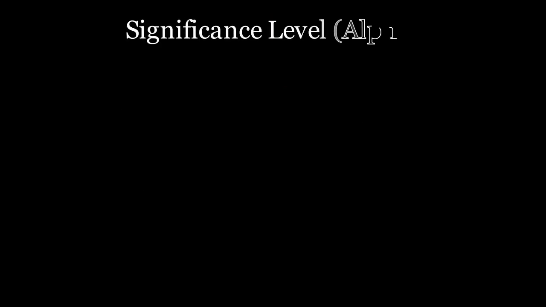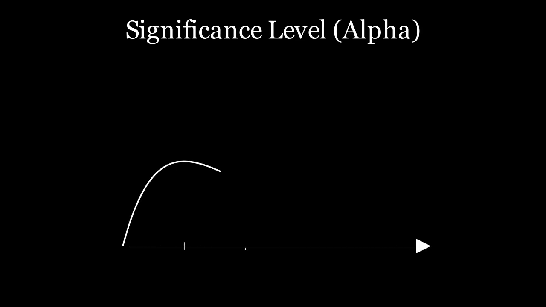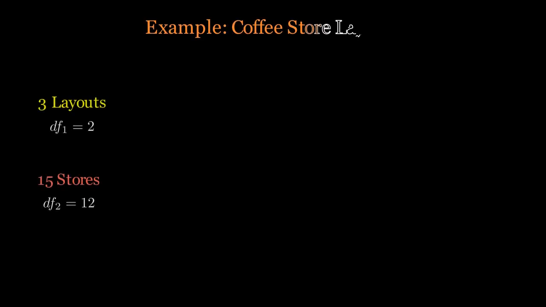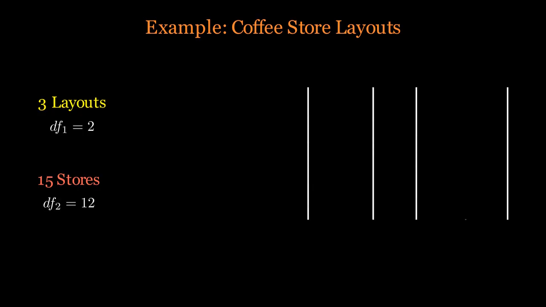Before we dive into the table, we must choose our significance level, denoted as alpha. Common choices are 0.05 or 0.01. This represents the probability of committing a type 1 error, rejecting the null hypothesis when it is actually true. Because the F-distribution is so complex, most printed F-tables provide separate sheets or sections for each alpha level.